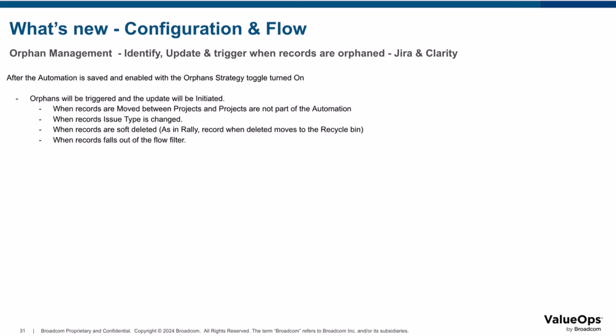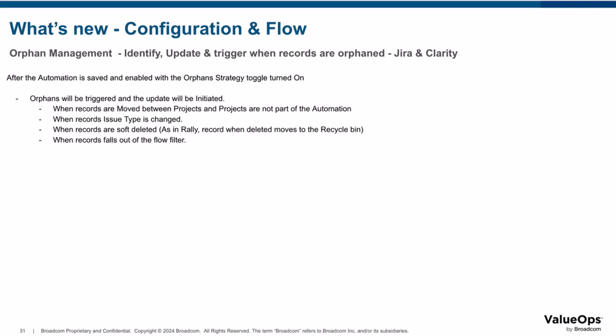As said, once the automation is enabled and the orphan strategy is turned on, orphaned records will be identified and an update will be initiated. This happens when records are moved between projects and the project is not part of your automation. It also happens when a record's issue type is changed, for example if a story is changed to a bug or a feature, it moves out of the automation settings, so it is identified as orphaned.